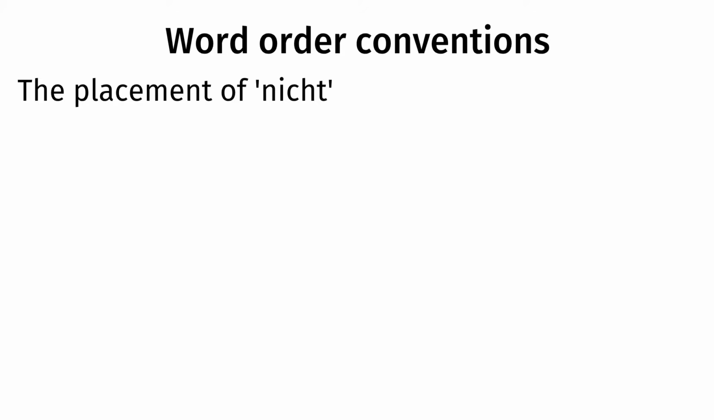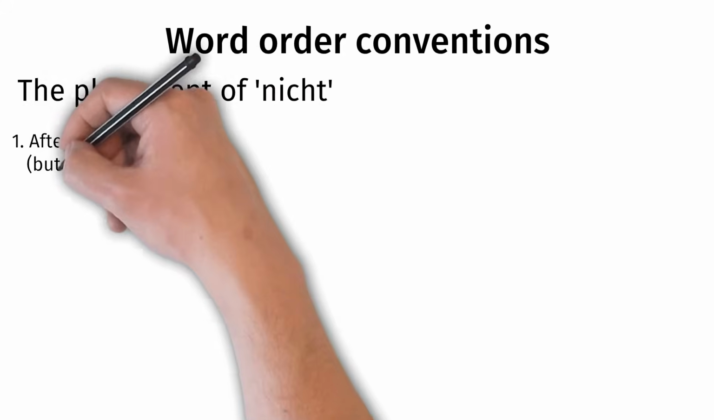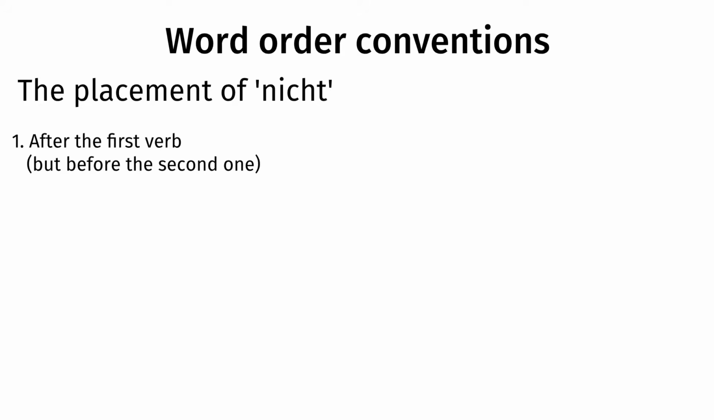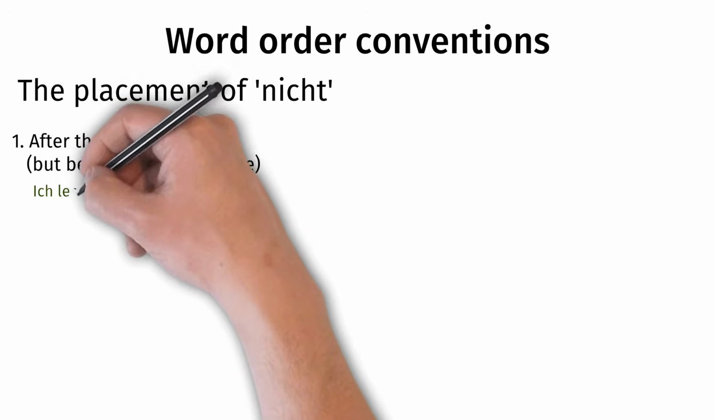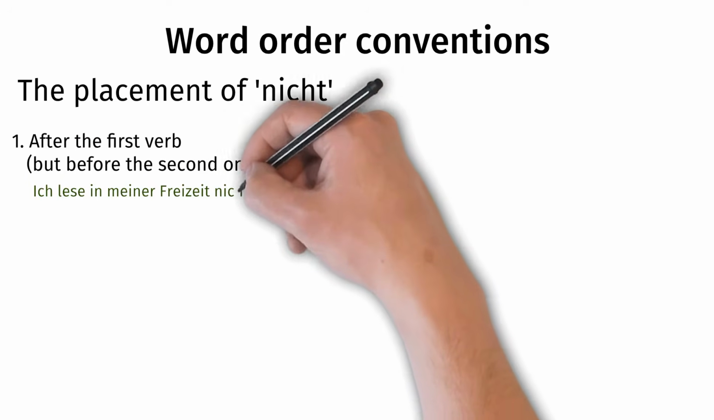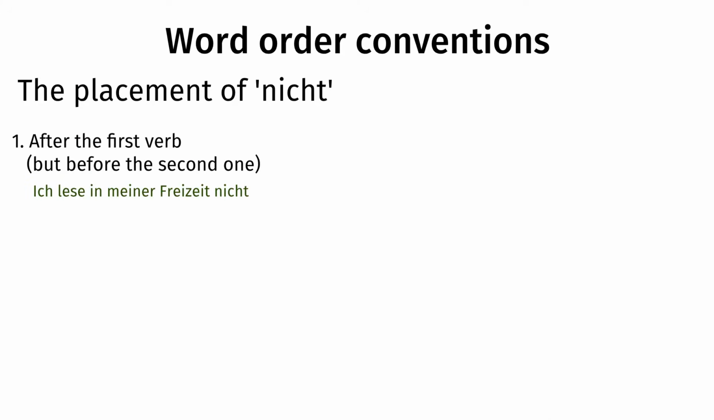Nicht goes usually after the first verb, but before the second one, if there is a second one. So, ich lese in meiner Freizeit nicht. Now, you could also say, ich lese nicht in meiner Freizeit, but notice that the nicht has to go after the lese because it's referring to that. I don't read in my spare time.